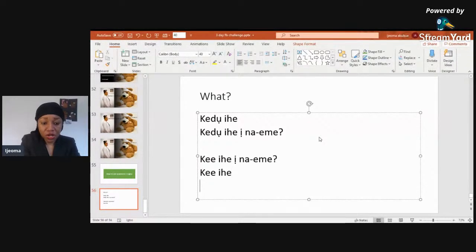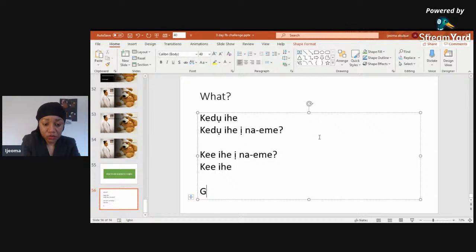The other word I want you to be aware of, we're not going to discuss it today, but it also means what: gini. Well, let me discuss it a little bit. Gini is usually followed by this, depending on what you're asking. You usually hear gini ka, so gini ka ineme, what are you doing? Sometimes it is followed by bu. You can actually say gini bu ineme, but we don't usually say that.